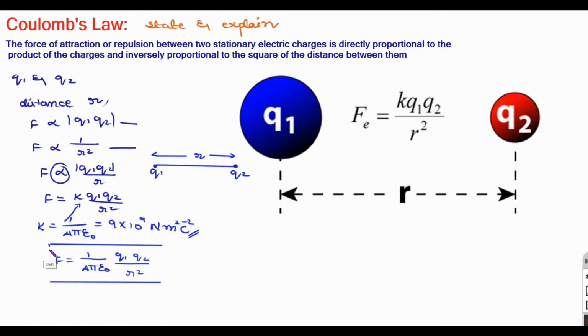We have written the statement in mathematical form. Here, epsilon naught is the permittivity of free space and its value is 8.854 into 10 to the power of minus 12 coulomb square per Newton per meter square. This is the permittivity of free space. So if they ask you to state and explain Coulomb's law, all these things you have to write.